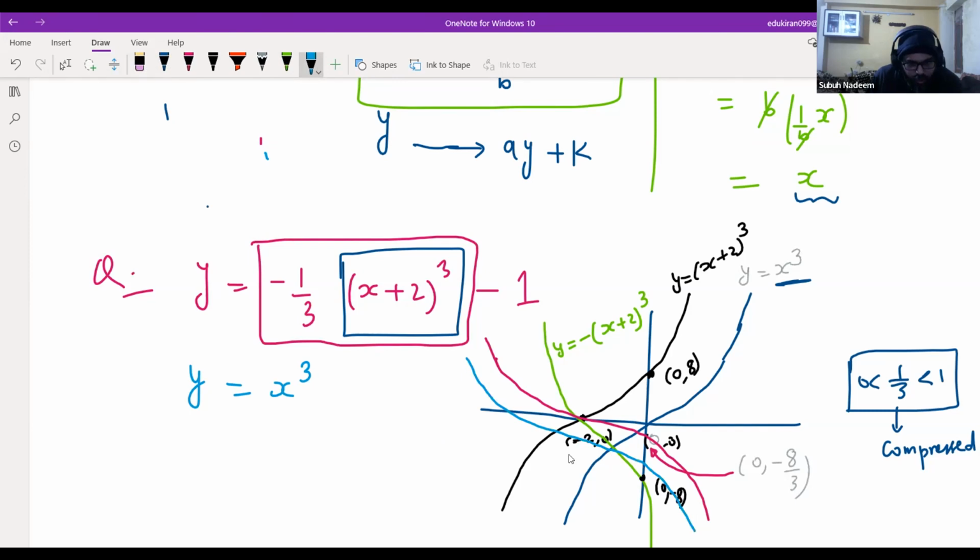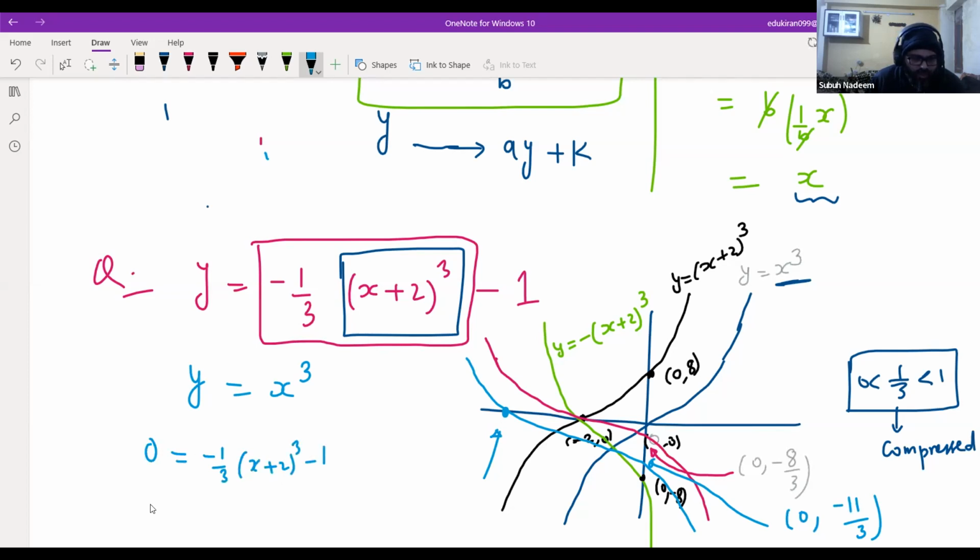Like this. So the final graph is like this, and the point where it is intersecting the y-axis will become 0, comma minus 8/3 minus 1, which is minus 11/3. And the point here will be when you put y is equal to 0, in minus 1/3 (x plus 2) whole cube minus 1.